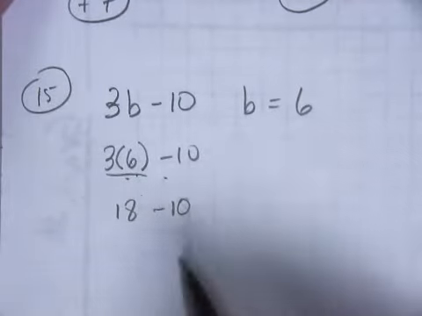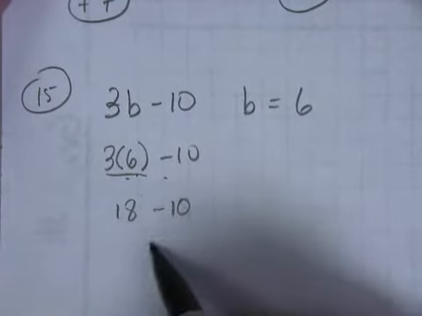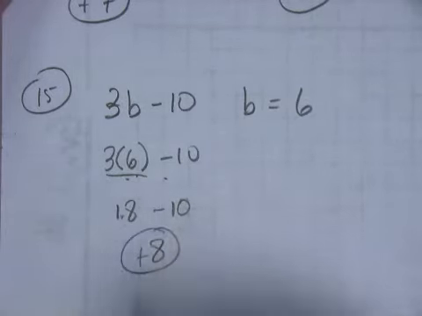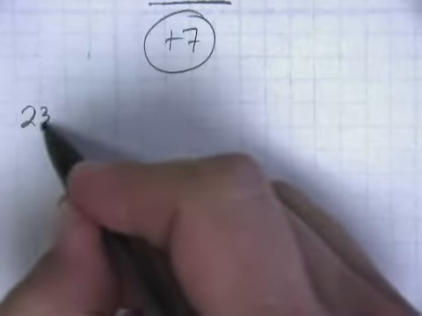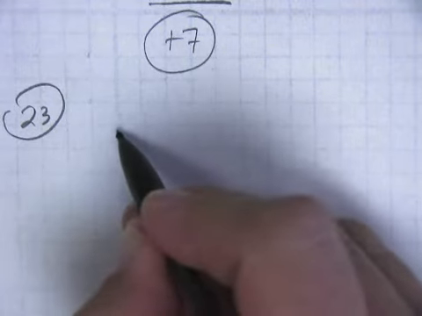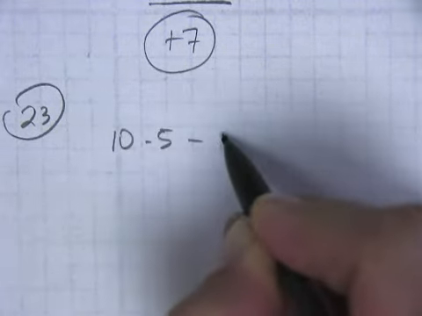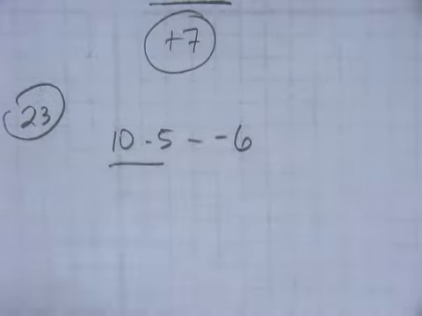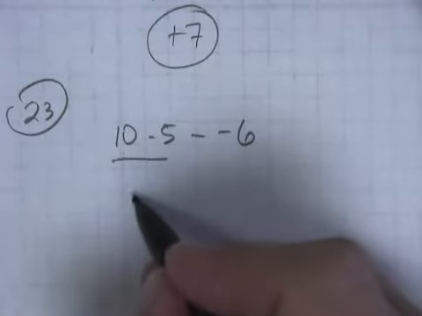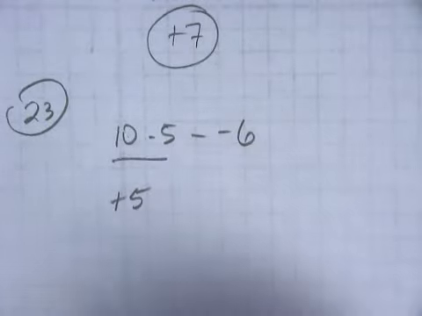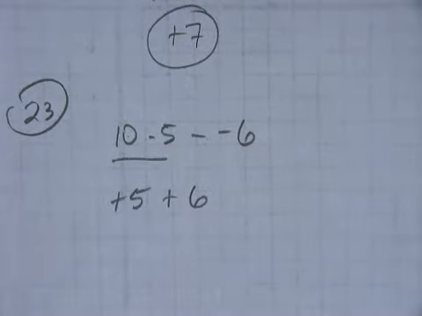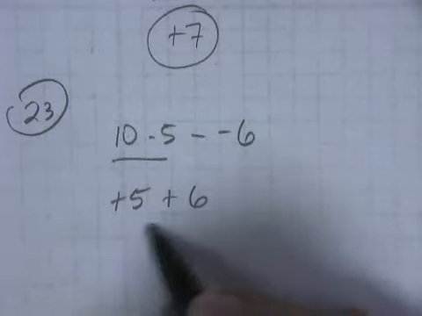I made a mistake there. Signs are different. Subtract. Keep the sign of the larger number. 18's bigger. So we keep the sign of the larger number. Here's a number similar to number 23. Let's go 10 minus 5 minus a negative 6. 10 minus 5, they're different, so you subtract. 10's bigger than 5, so we'll keep the positive in the answer. Remember, two negatives make a positive, so you can put those together. And 6 plus 5 is 11.